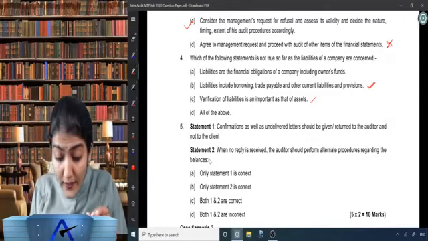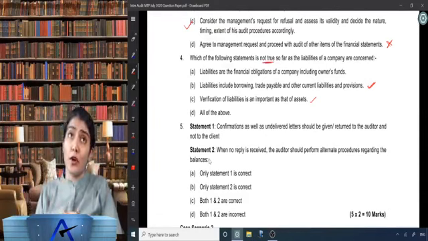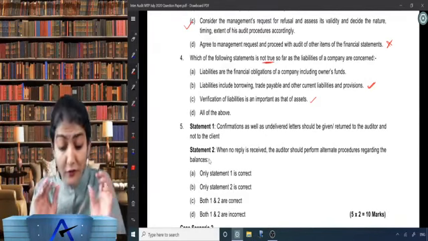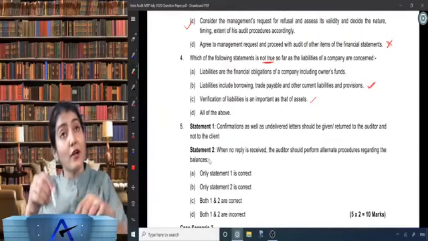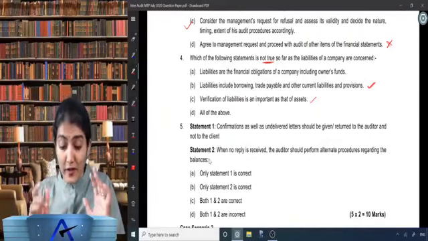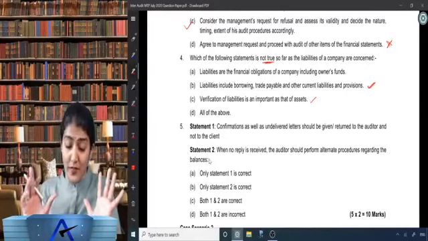Now only, what is not true? Which of the following statements is not true? One says all of the above is not true. Now that is not possible because we've already found that 2 are true over there. We are sure about it. These 2 are true only over there.